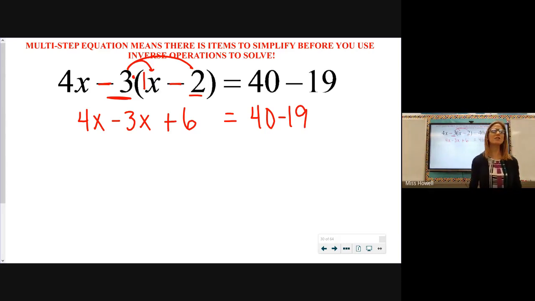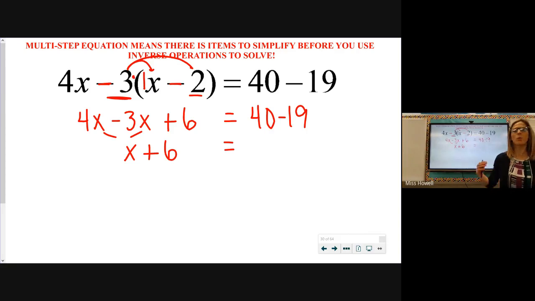Now we're looking on each side of our equal sign to see if there are like terms we can combine to simplify. So in front of our equal sign, we have 2 terms that both have x that can go together. 4x minus 3x would just give us an x plus 6. Now that's the easiest way to write it, x plus 6. Now the other way to write it would be to put 1x plus 6, which is perfectly fine. All right, on the other side, our 40 minus 19, those are like terms, and we can combine to get us a 21.